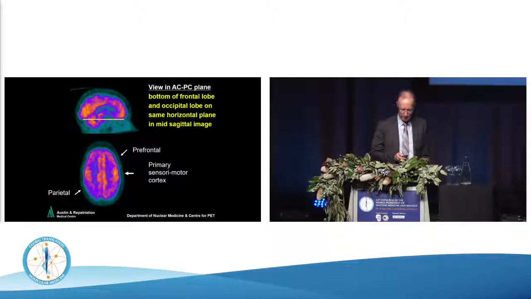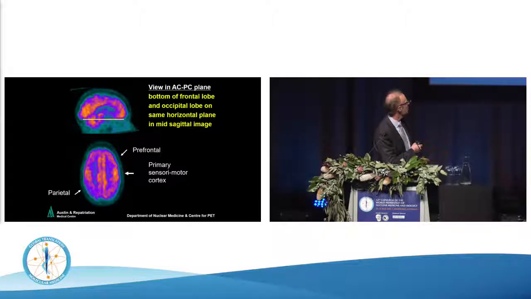Now, how to read them? Step one, make sure you've got the brain orientated correctly. And that is the anterior commissure, posterior commissure plane. This is an old plane derived by neurosurgeons back in the days of air encephalography, and they used it to orientate the brain when trying to do stereotactic procedures.